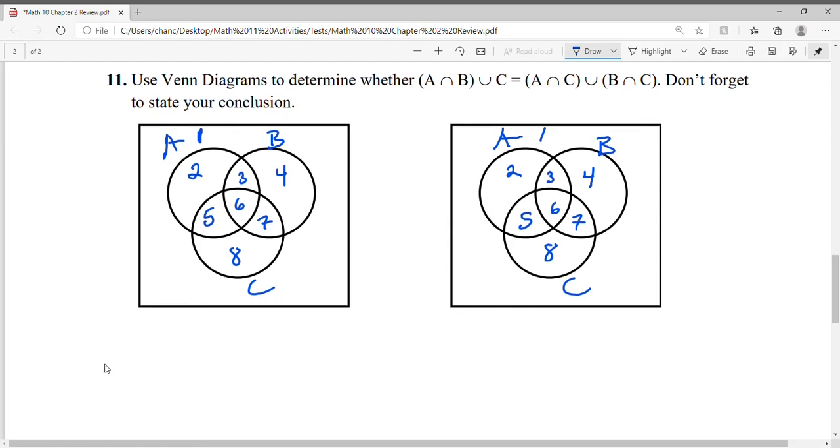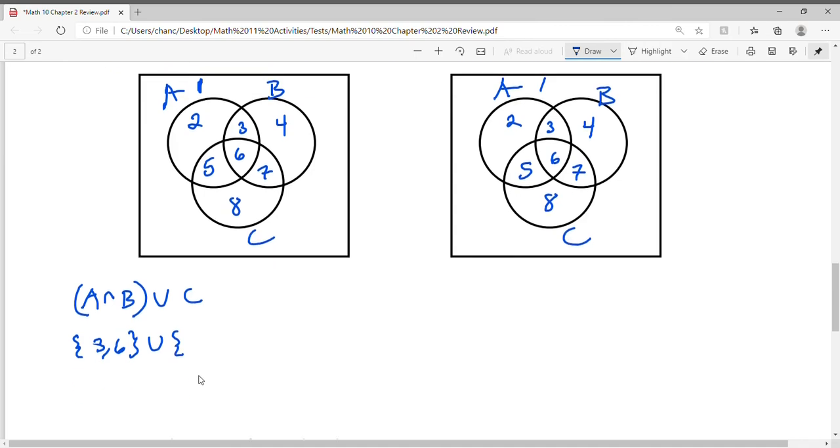So let's try A intersect B union C. A intersect B would be anything that overlaps A and B. The intersection is the overlap of A and B. So that's going to give me 3 and 6. I'm going to union that with set C. Set C is 5, 6, 7, 8. 5, 6, 7, 8 is in this circle, so that's set C.